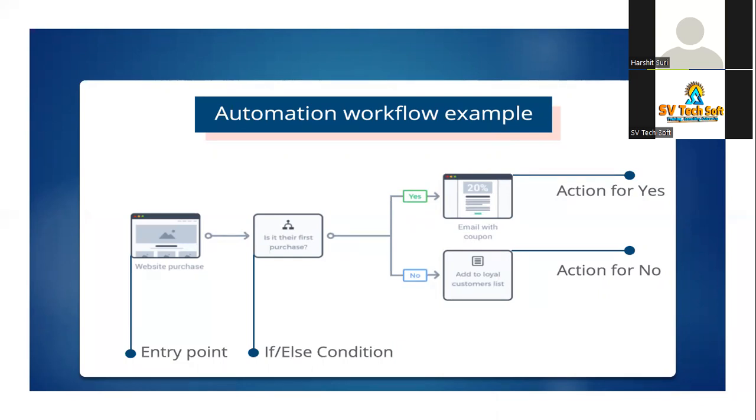After you get the data, you have to analyze it. You have to apply some conditions, like if else conditions, because you have to read the data so that you can take the next best action. The next best action would be the customized marketing strategy. So you will analyze the data, apply the if else conditions in the automation workflow, and then you will be able to take the next best action.